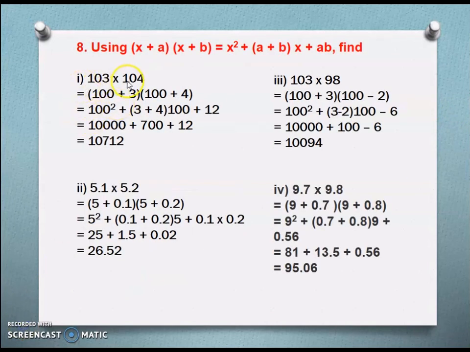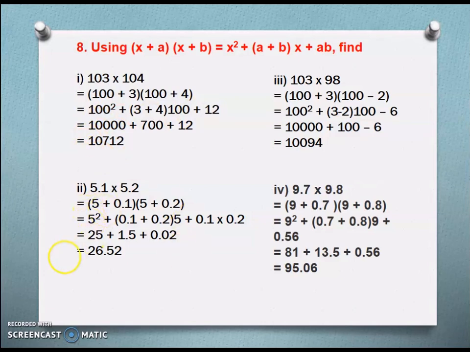So 103 into 104. This one can be written as 100 plus 3 into 100 plus 4. So this comes in the form of this identity x plus a into x plus b, which is equal to x square plus a plus b into x plus ab. So x square is 100 square plus a plus b into x, that means 3 plus 4 into 100. So 700 plus ab, that is 3 into 4, that is 12. So the answer is 10,712.